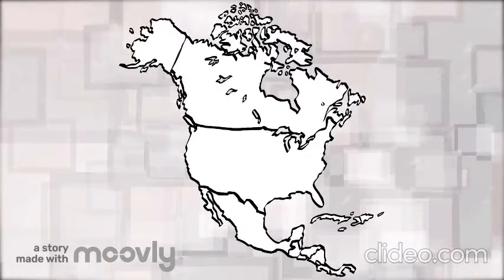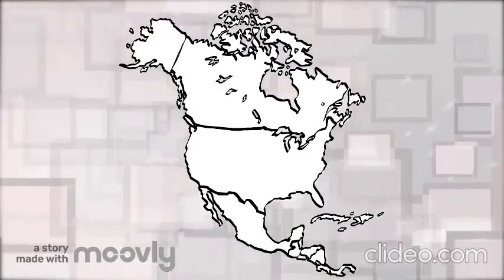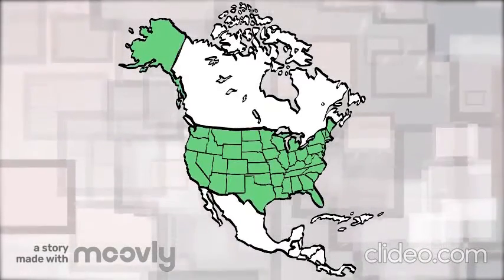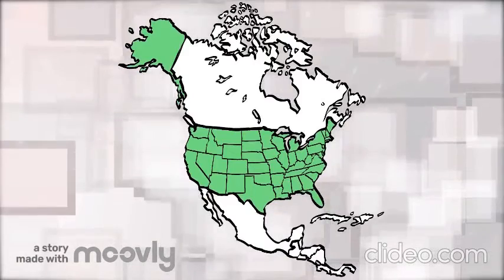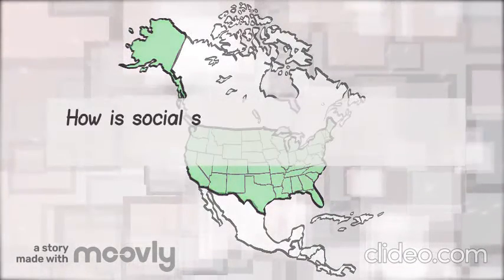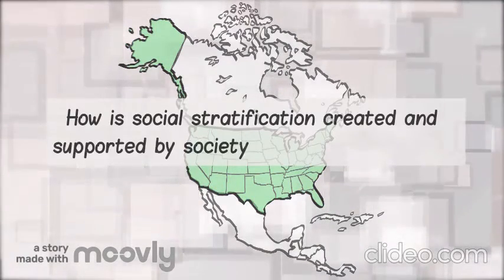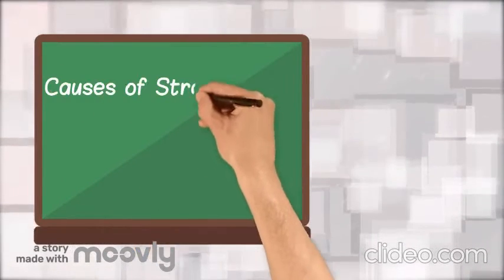Because we live in the United States, our study focused on social stratification within the United States. The question we aimed to answer using the scientific method was, how is social stratification created and supported by society in the United States? To first answer our question, we analyzed the causes of stratification.